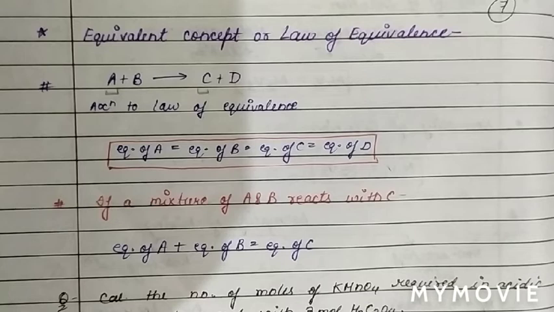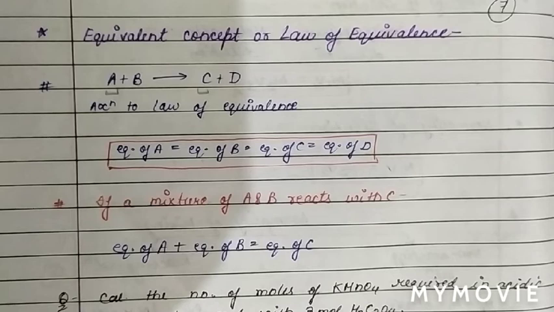Now see the next question based on the law of equivalence and titration. The question is: 0.45 gram of an acid, molecular mass 90, was exactly neutralized by 20 ml of 0.5 N NaOH. What is the basicity of the acid? We know acid and base react to form salt and water. According to the law of equivalence, the equivalent of acid is equal to the equivalent of base.